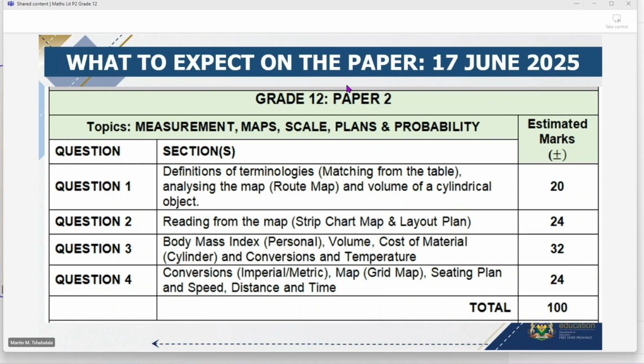Remember, I said I'm going to give you the presentation later to send it to your teachers. Then you can go through it as you prepare yourself. It is not 100% complete. Question three, body mass index. I've spoken about that. Volume, cost of material, cylinder.